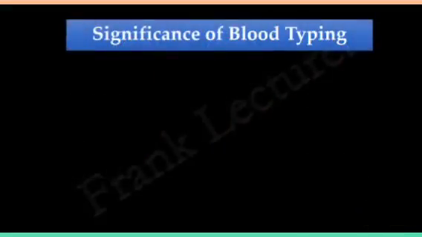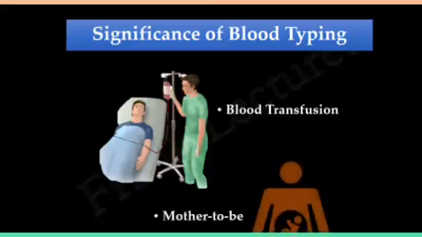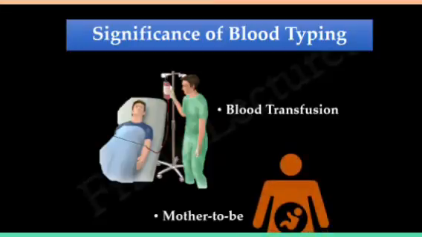Blood typing is used to determine the blood group of donor and recipient prior to transfusion. Also, it is used to determine the blood group of a mother-to-be. Why is blood typing in these cases important? What are the consequences of non-compatible blood transfusion? All these questions will be answered in the next video lecture.